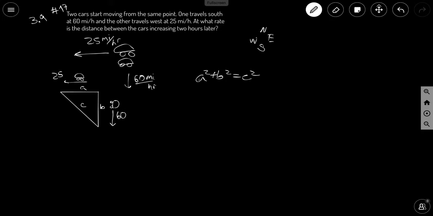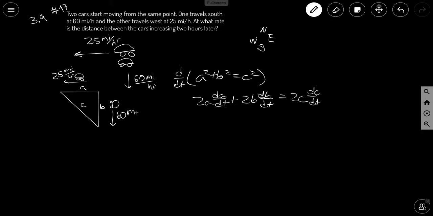And if you differentiate this function with respect to time, you're going to get 2a dA/dt plus 2b times dB/dt equals 2c times dc/dt. The problem is that we're only given two variables, dA/dt and dB/dt. So we're going to have to work around that.